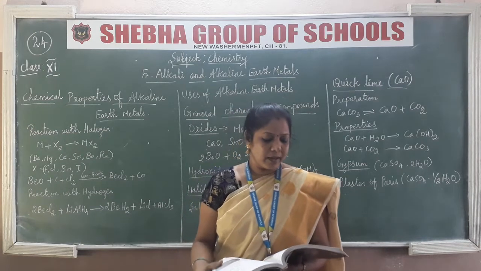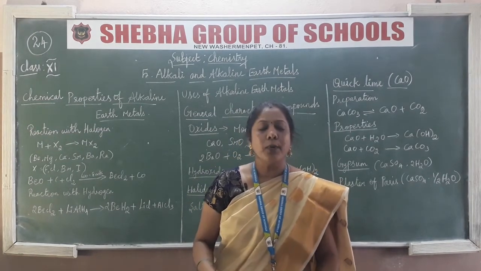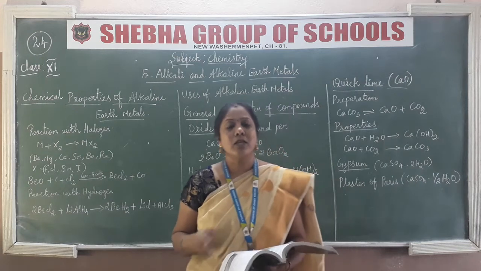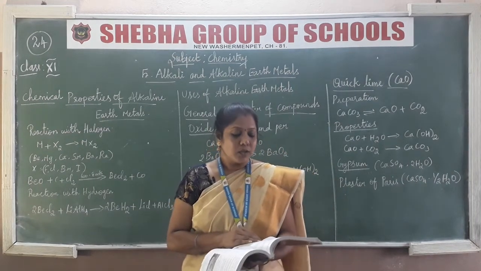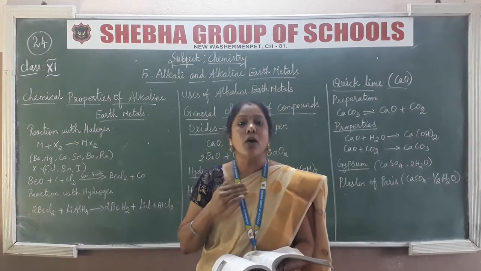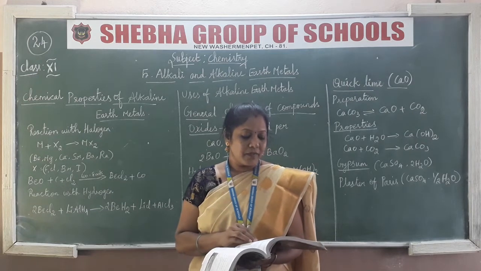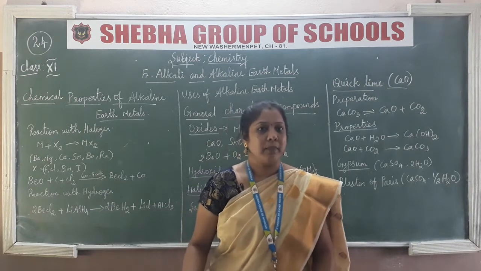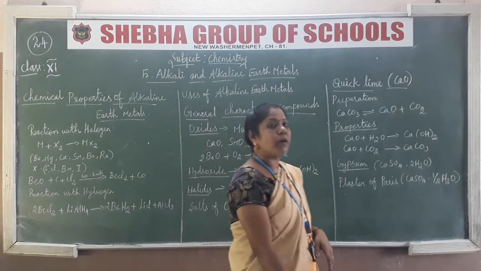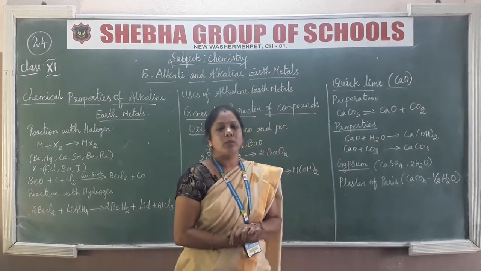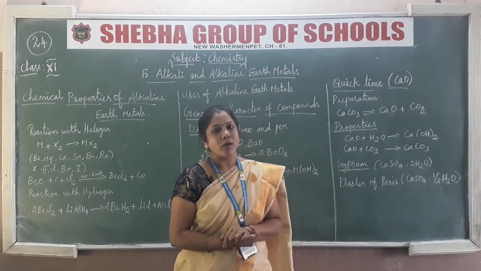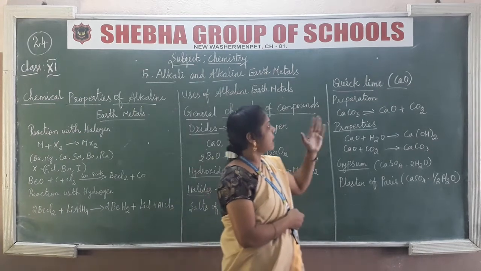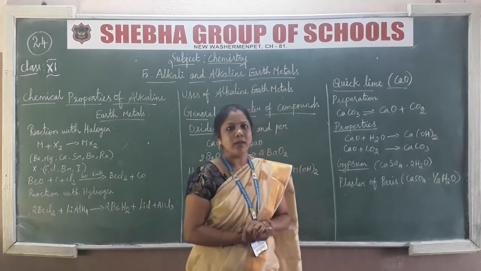And the important thing is calcium. The compounds of calcium are the last concept of this lesson. So we have to go for the concept of calcium. The first thing is quicklime. What is the chemical formula for quicklime? That is CaO. What is that? Yes, calcium oxide. This calcium oxide is also called quicklime.